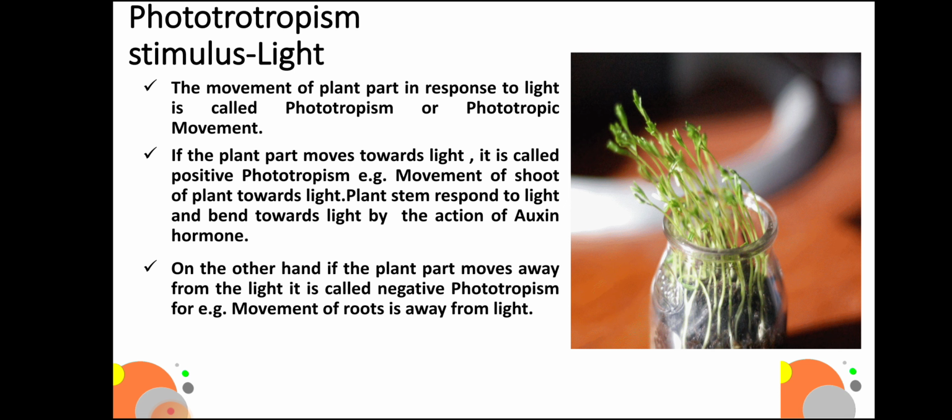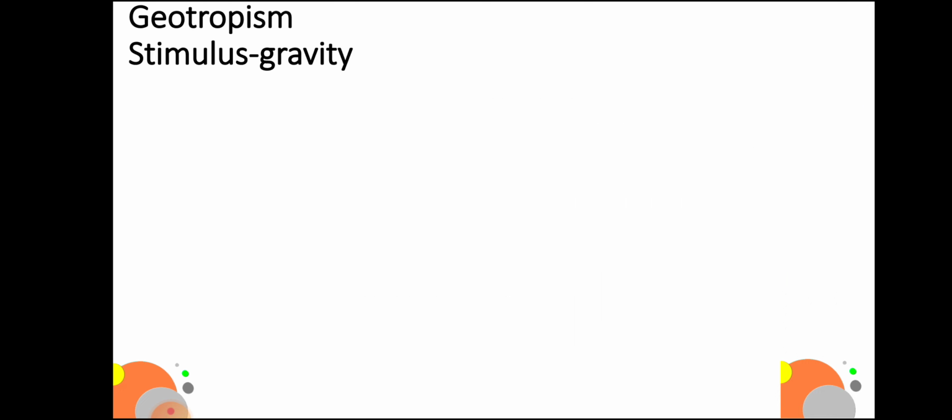On the other hand, if the plant part moves away from the light, it is called negative phototropism. For example, the movement of roots away from the light is an example of negative phototropism. The next type of tropic movement is geotropism. Here the stimulus is gravity.